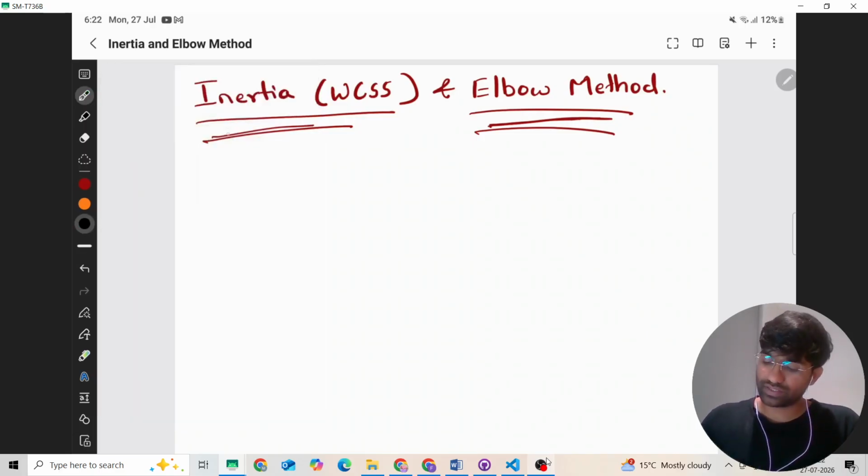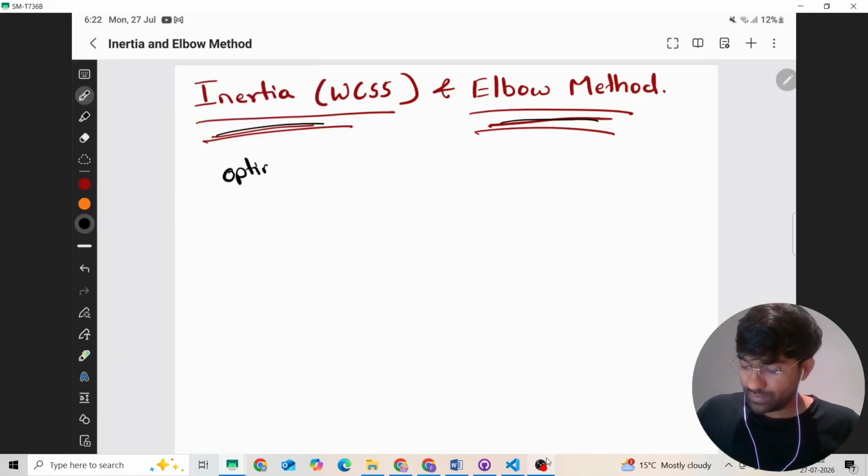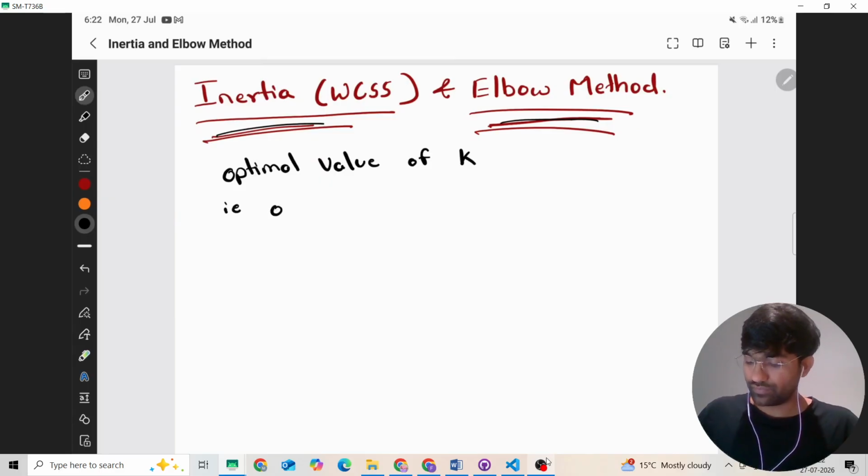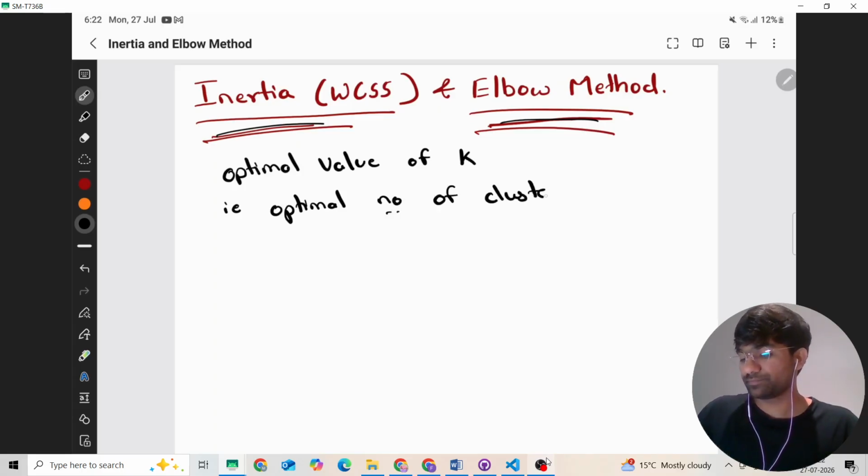Using these two methods, we have to find the optimal value of k. That is, we have to find the optimal number of clusters using these two methods, inertia and the elbow method.